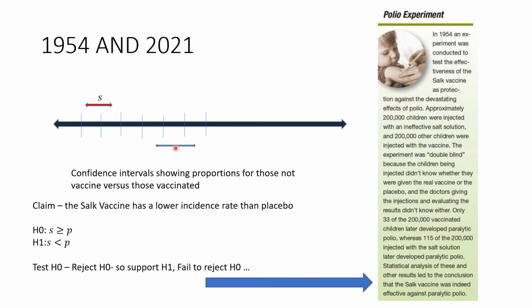So what we're saying is, if we are testing the H0 and asking, does it make sense for this to be greater than or equal to this? We think probably not, because the confidence interval over here, all of it, is less than the entire confidence interval here. So we reject H0. That means we support H1, and we conclude that the Salk vaccine is in fact effective against the disease. This is a great example.